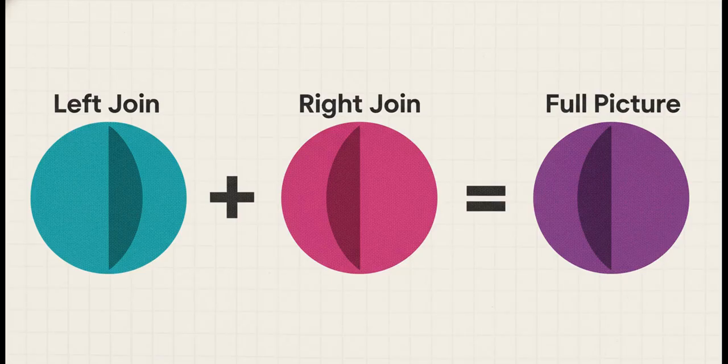So that leads to a pretty obvious question, right? What if you want to see everything? All the records from the left table, whether they have a match or not, and all the records from the right table, whether they have a match or not. Well, for that, you have the full outer join.